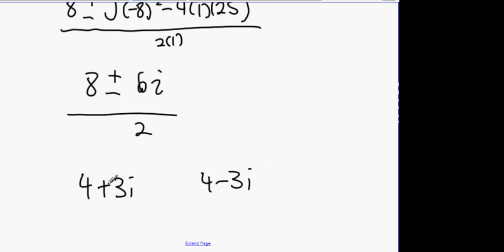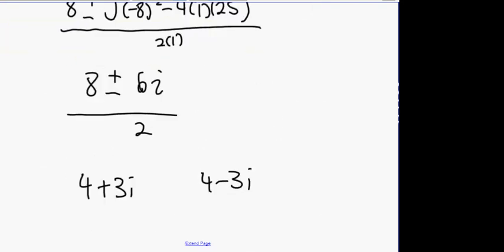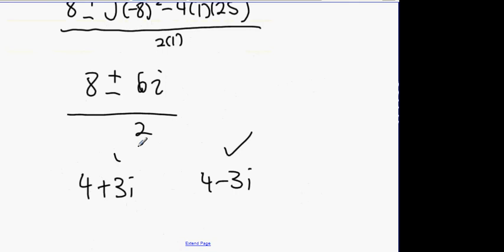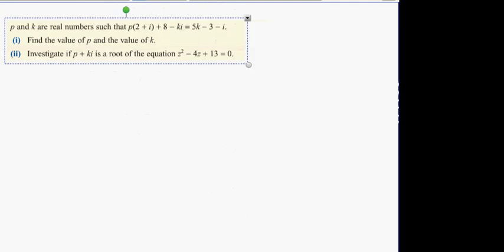Okay, and what we've done there is we've verified that 4 minus 3i is a root. That's that one answered. It's one of the answers. And then the second part of the question was find the other root. Well, that's 4 plus 3i. Okay? It's always the reverse of the other one. It's always the conjugate, lads. If this is one answer, the other answer is always the conjugate. Okay, last one.